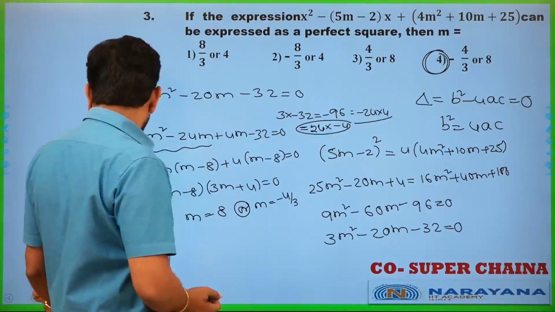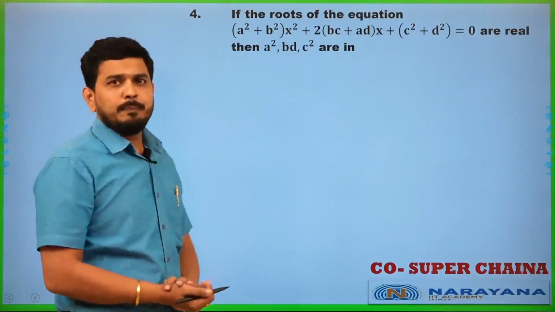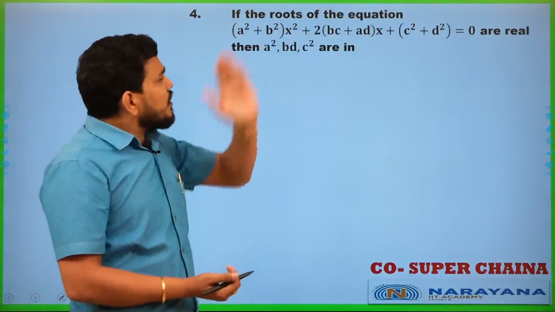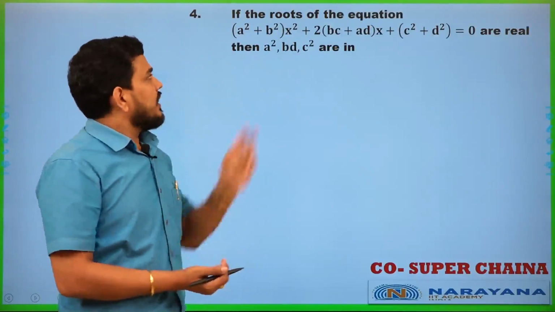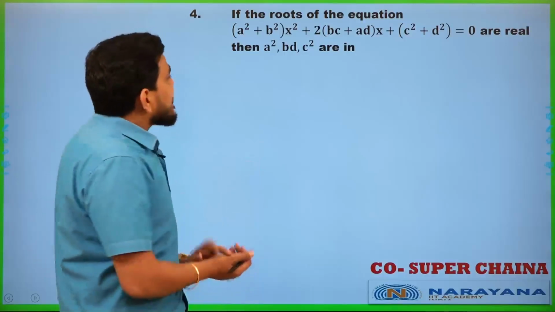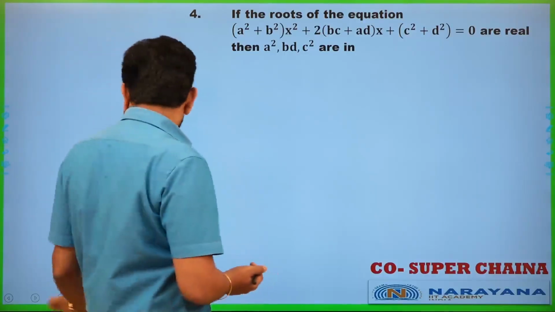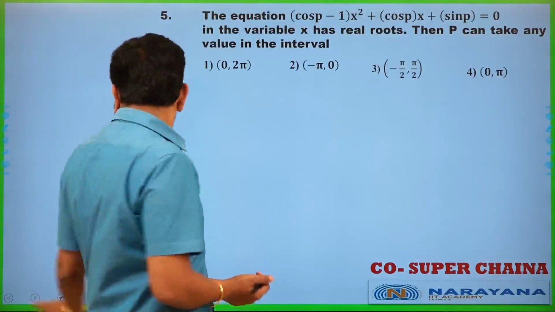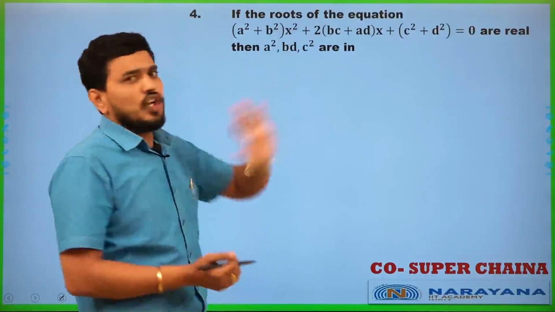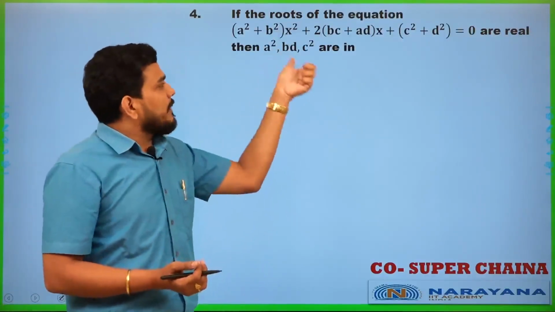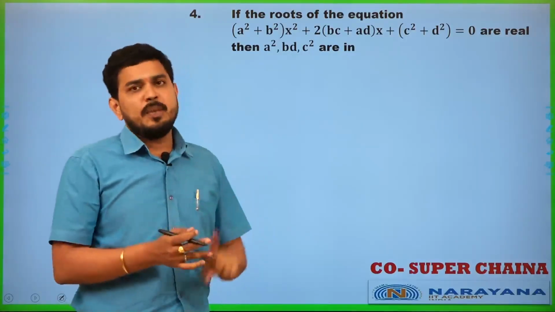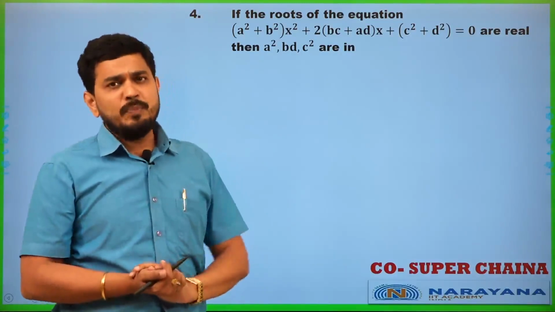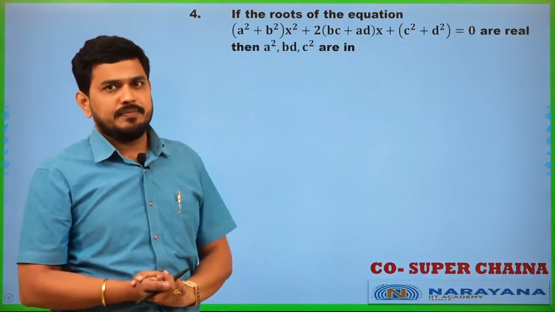So let us go to question number 4. If the roots of the equation are real, then they are talking about a square, b square, c square are in... Okay, I think the options are not given. So a square, b square, c square are in whether AP or GP or HP, you have to look for that.